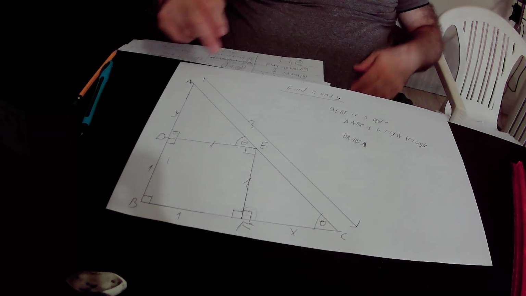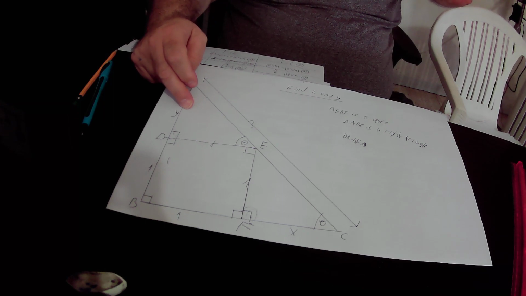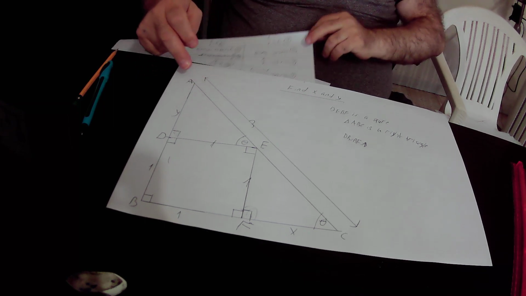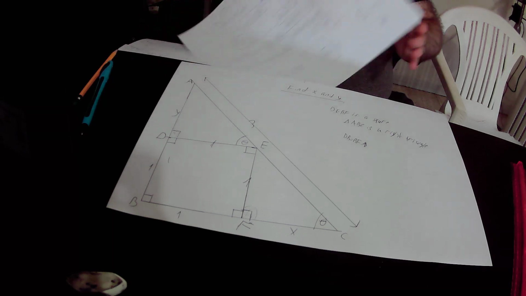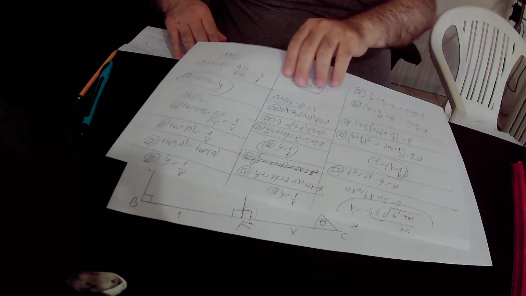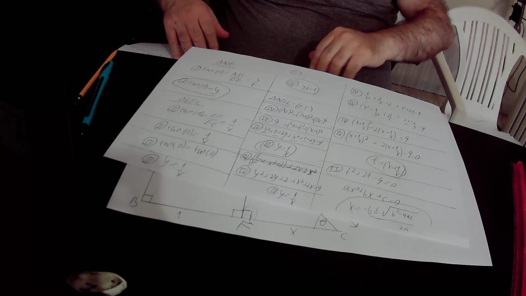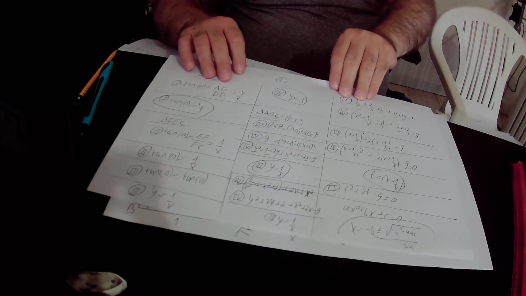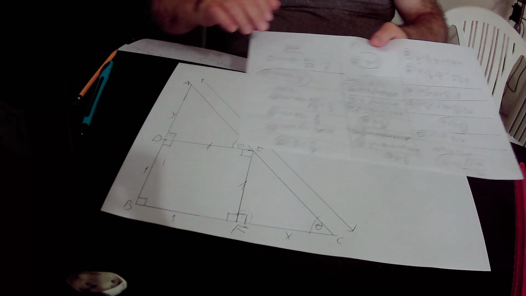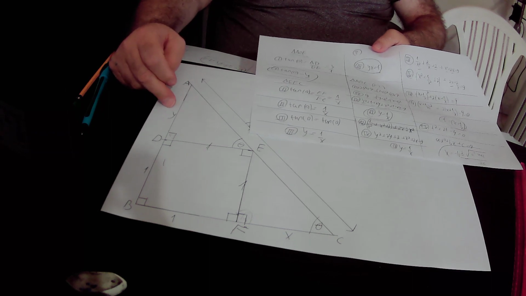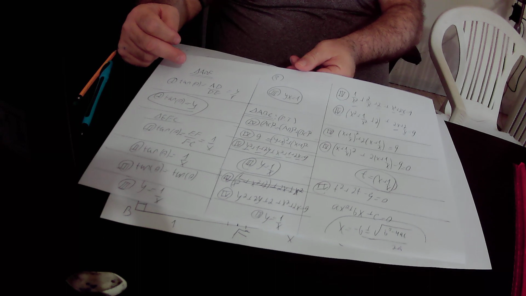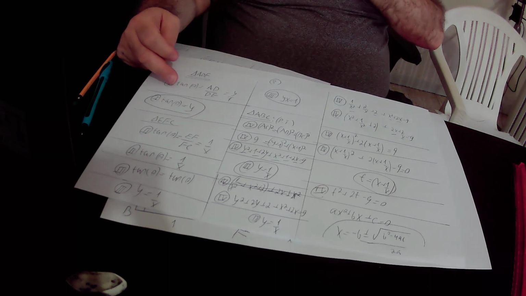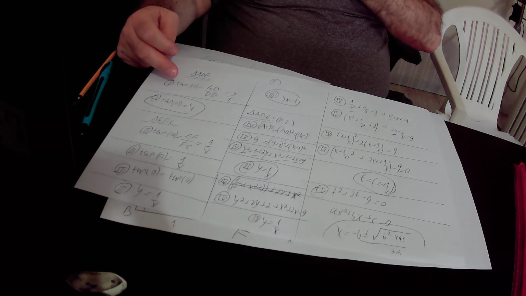Then we focused on the right triangle, triangle ADE. In this right triangle, we know that tangent theta equals AD over DE. But AD equals Y according to what is given in the question, and DE equals 1. So tangent theta, in conclusion, equals Y.